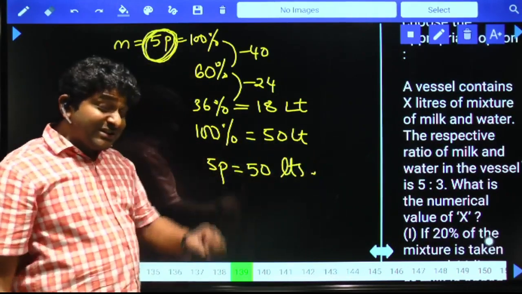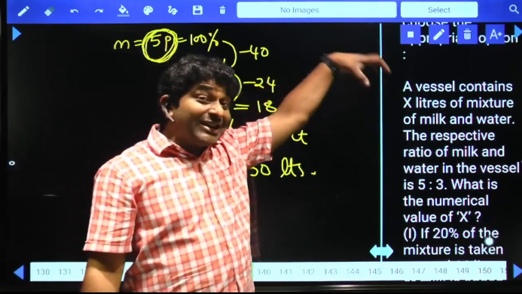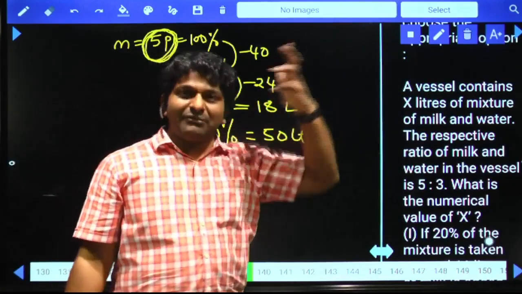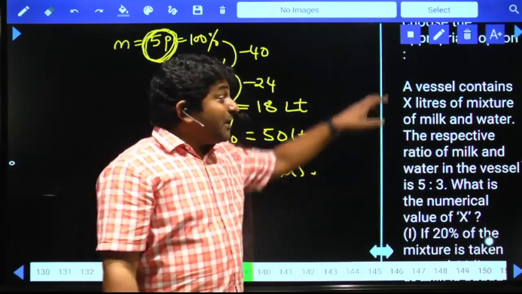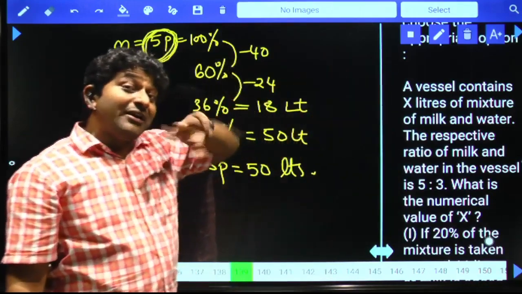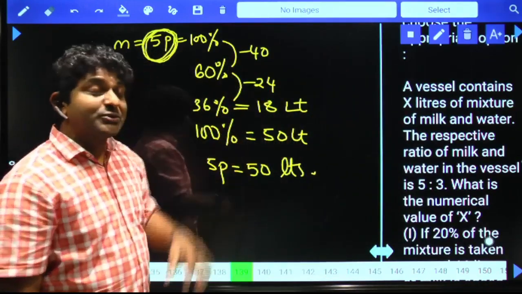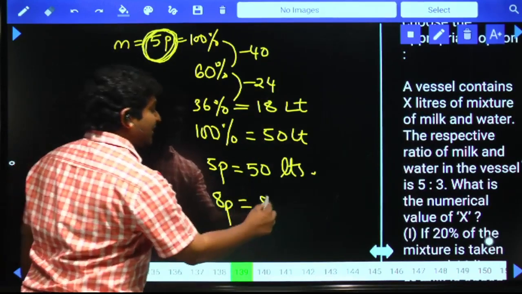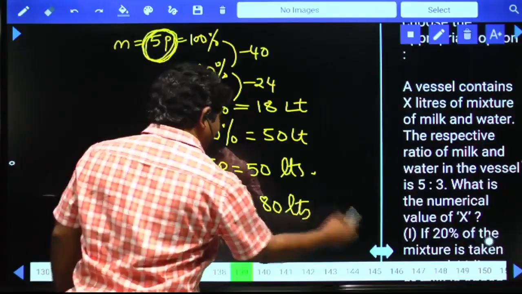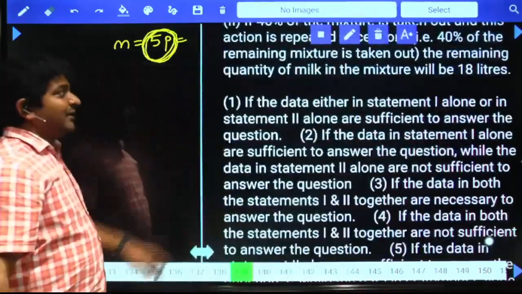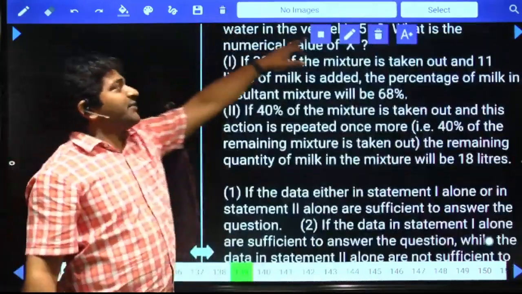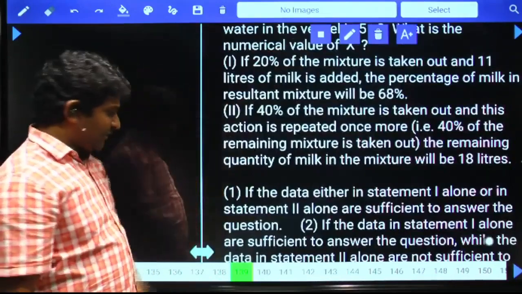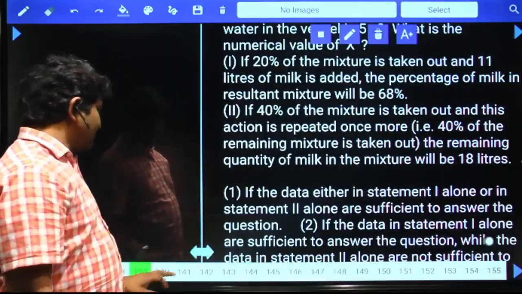But your question is the total initial container containing milk and water. Milk and water are in the ratio 5:3, 5 parts and then 3 parts, total 8 parts. Total quantity is equal to 8 parts, that is equal to 80 liters. So using 2 alone also we are able to get the answer. Hence the answer is 1 alone is sufficient or 2 alone also sufficient. Next.